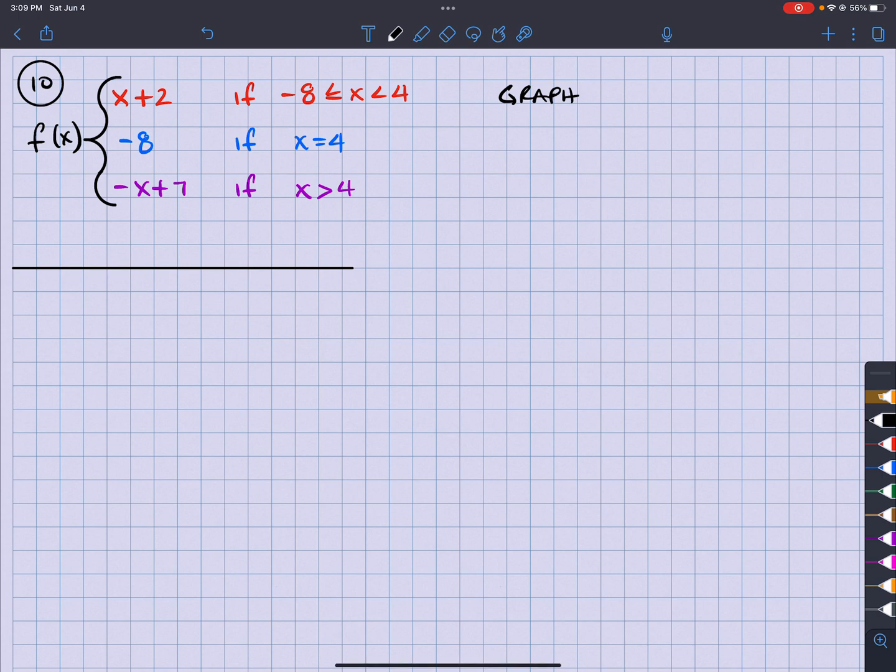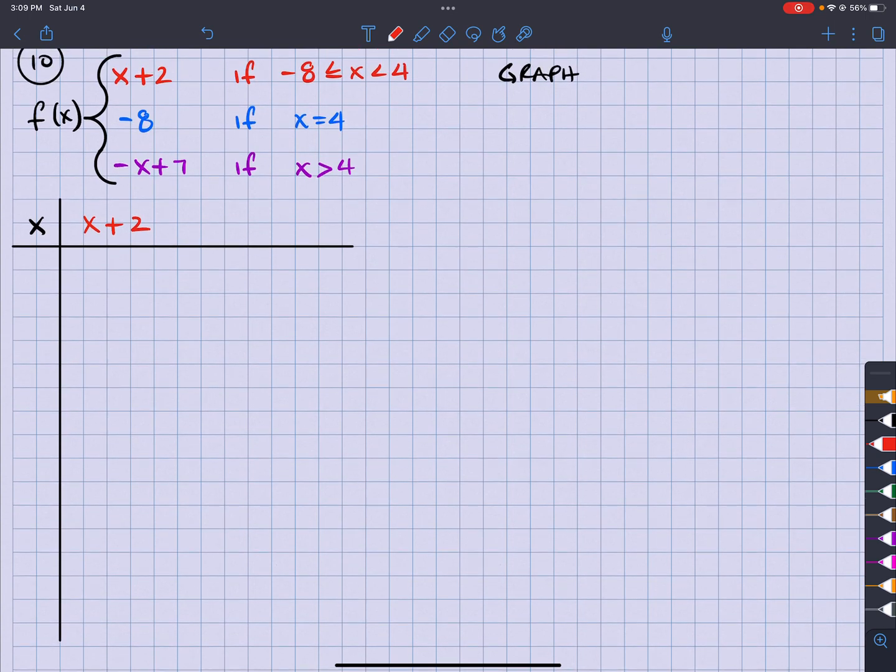And this might be a really, really big table. So I'm just going to leave it right there. So these are my x values. So the first one I'm going to do is x plus 2. It says it's going from -8 to 4. Okay. Now, I do have to go from -8 to 4. So let's start at -8. And then let's put a couple in between.